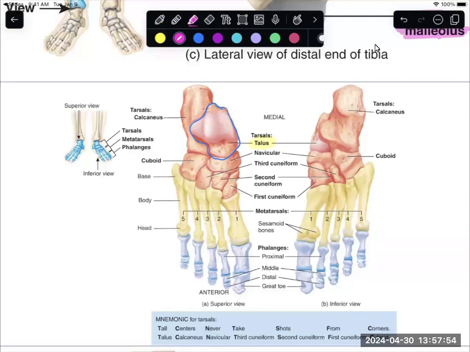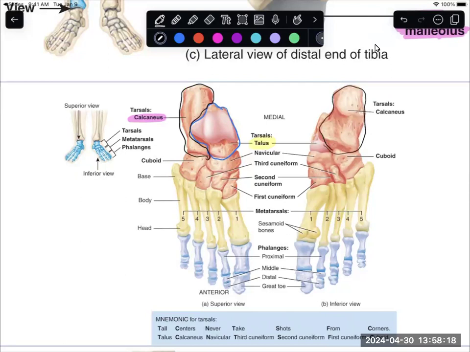The next bone is the calcaneus. The calcaneus is the bone at the bottom. So it comes through here. This is the bone that makes up your heel, the specific heel of your foot. That is the calcaneus. You can see it on the underside really well, this calcaneus over here.